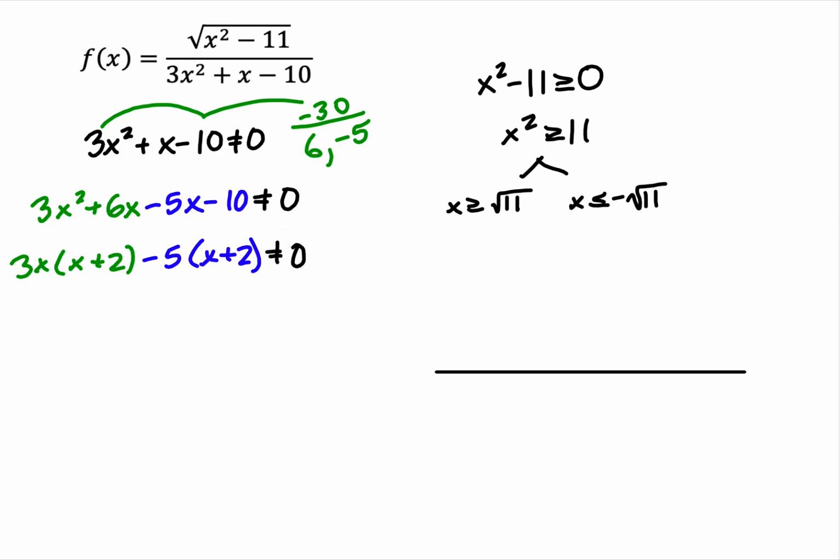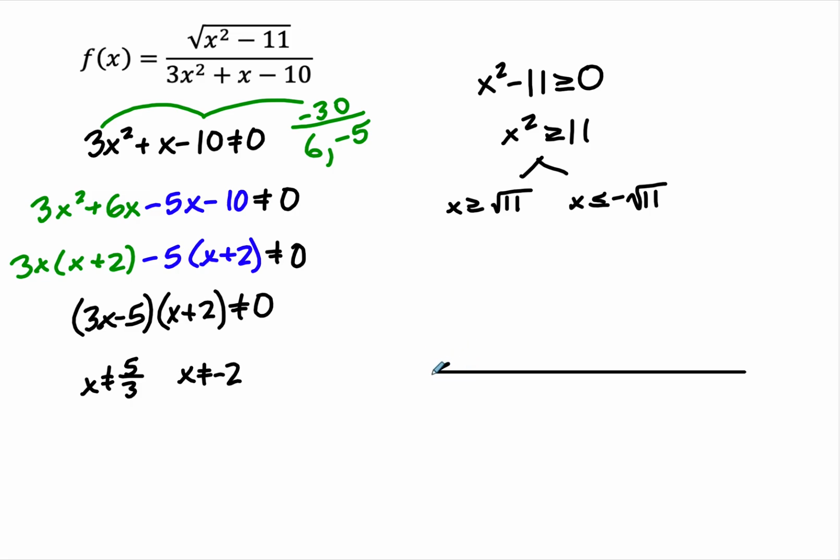Now we have a couple things happening here. 3x minus 5 and x plus 2 cannot be equal to 0. So what does that really mean? That means x cannot be equal to 5 over 3, and x can also not be equal to negative 2.